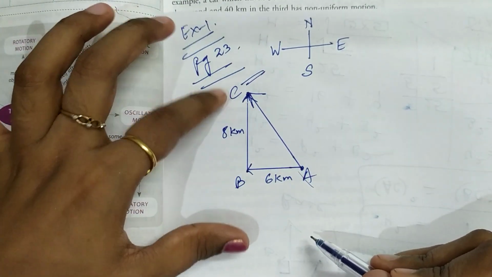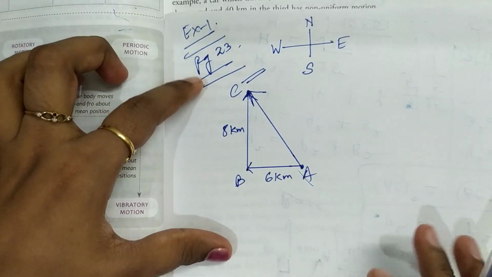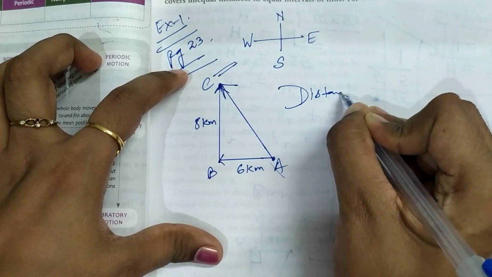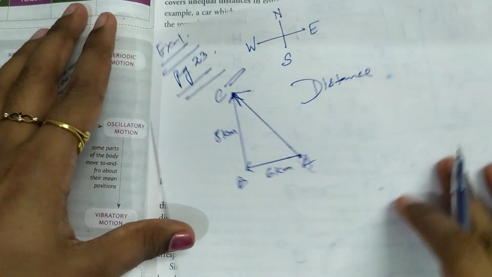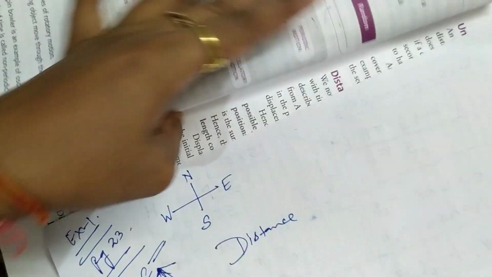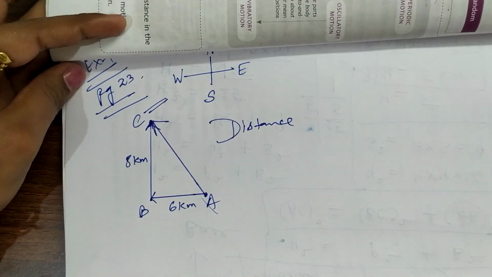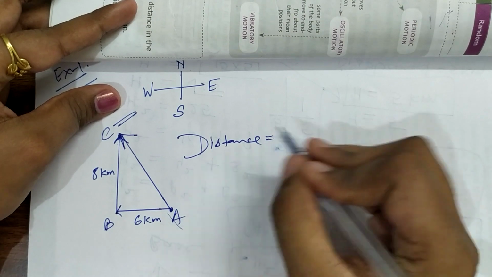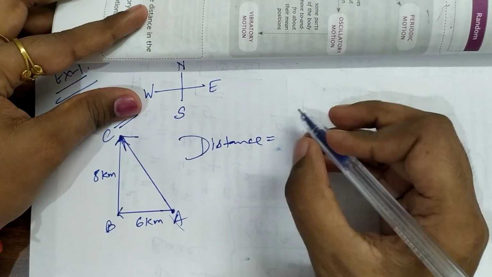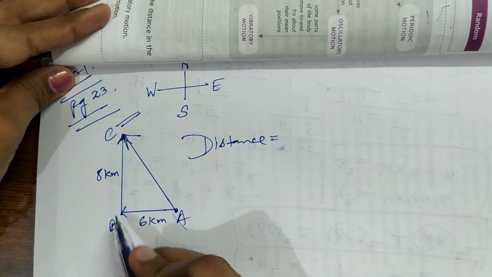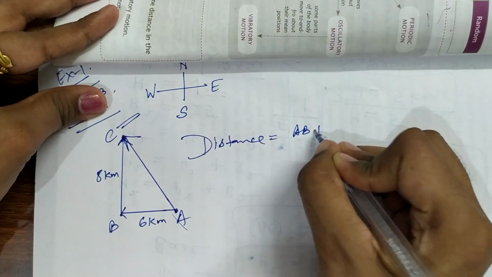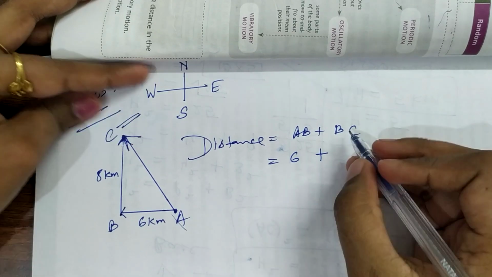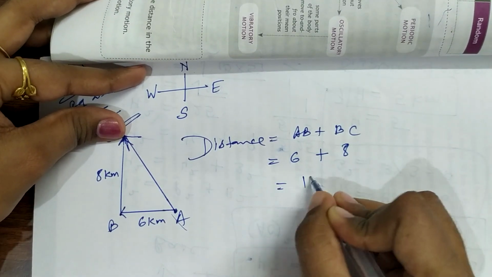And AB plus BC is your actual length. Yes. So first of all, let us find the distance. What is distance, children? Distance is your actual length. Okay, distance में कोई direction नहीं होता, बस actual length or the value of the path. So actual length is your AB plus BC. So what is the value of AB? 6. And what is the value of BC? 8. 8 plus 6, 14.